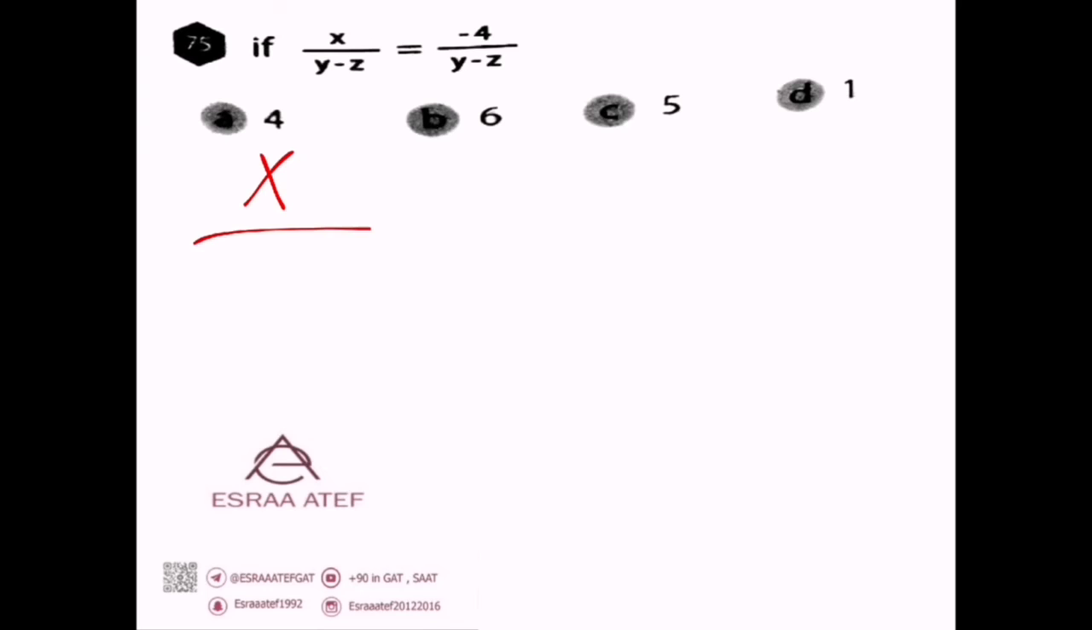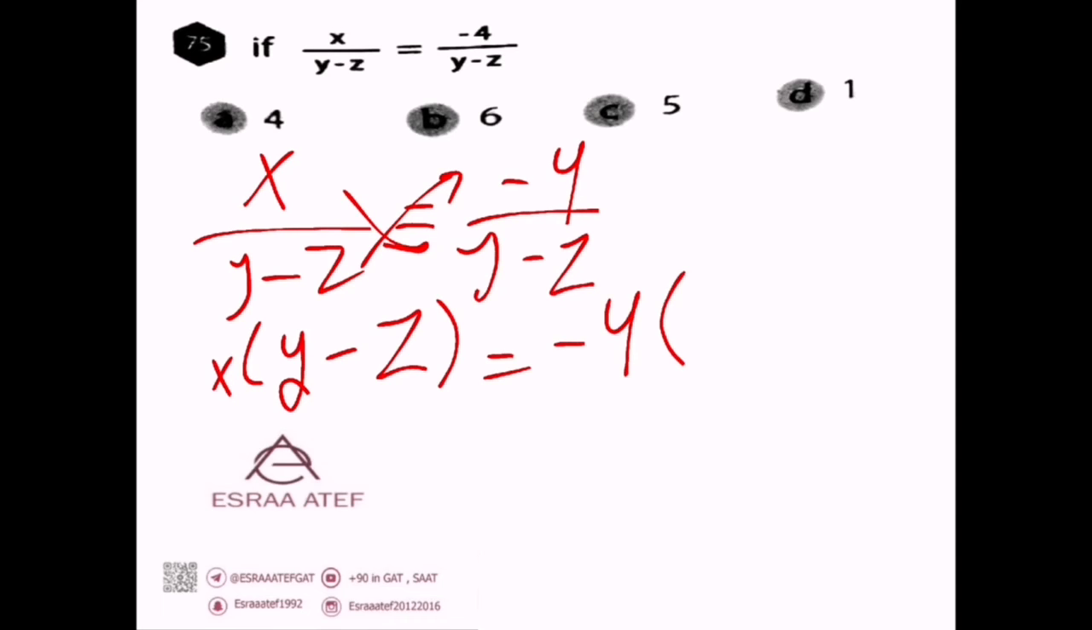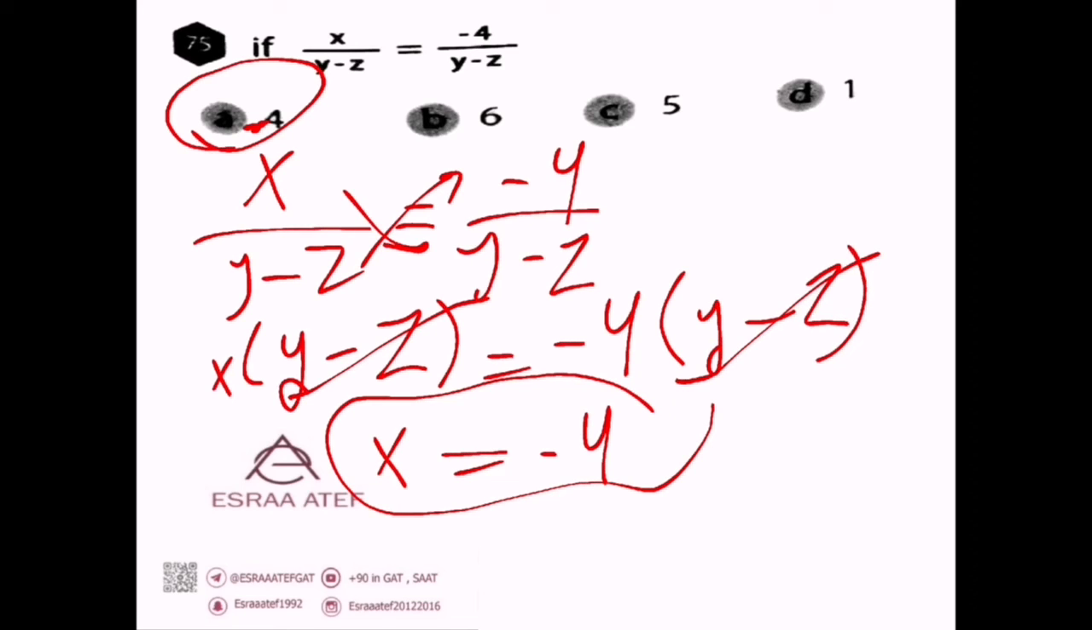Here it's an equation, which is when we have two fractions equal to each other, we cross multiply. So x cross multiplying y minus z equals negative 4 multiplying by y minus z. So this one can go with this one, so x equals negative 4. We have a mistake here. It should be negative 4, not 4, so the answer will be negative 4.